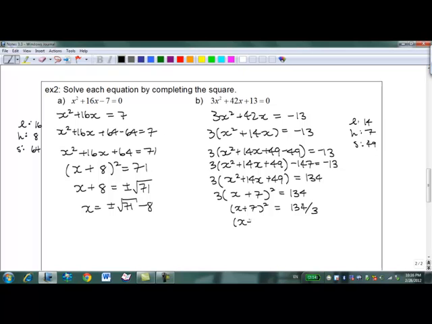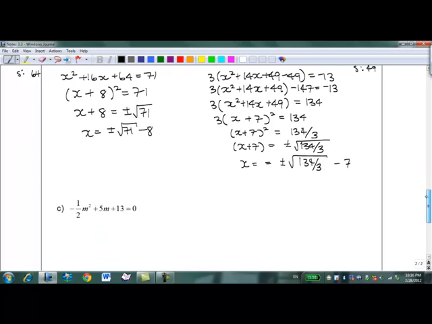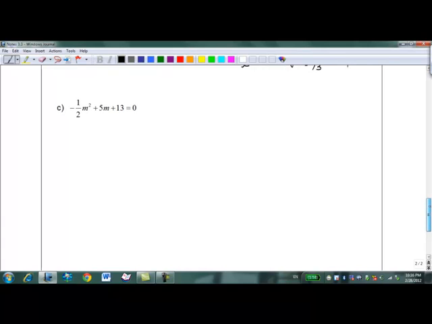We can now take the square root. We have plus or minus root 134 divided by 3. And certainly solving for x, we would end up with plus or minus root 134 over 3 minus 7. So there's a good example of completing the square with that leading coefficient of 3. So let's take a look at one last example here. Why don't you go ahead and give that example a try. Hit pause now.